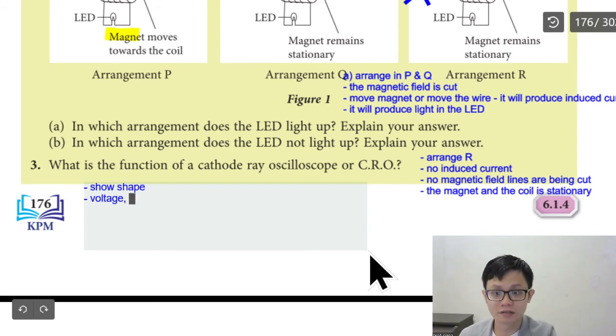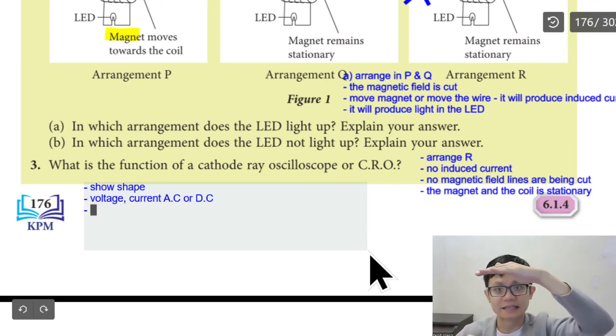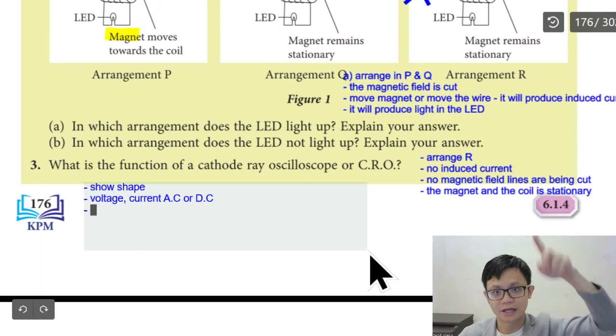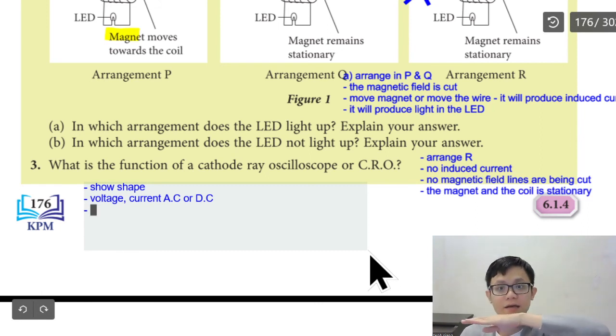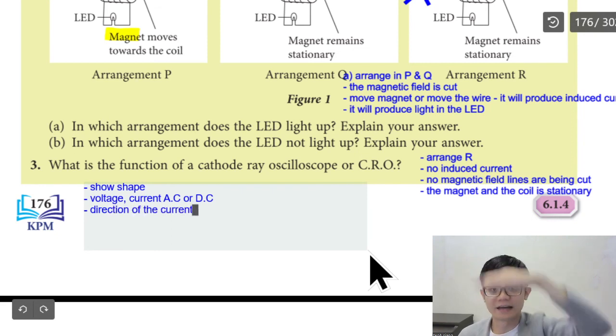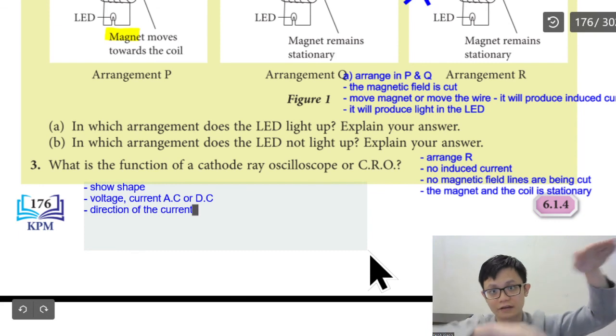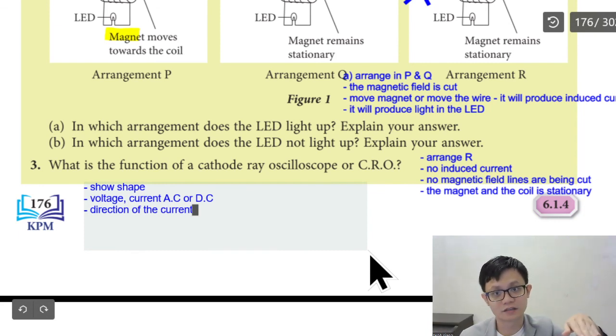And it can show the current, whether it is AC or DC. Correct or not? Because we can see from the shape, if AC then it is up and down. If DC it will be one straight line. It also shows the direction of the current. Correct or not? Because if like that means positive to negative. If down means negative to positive.